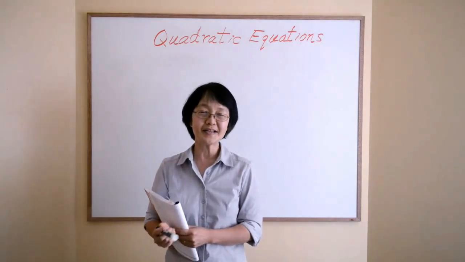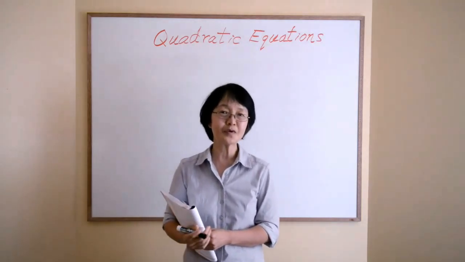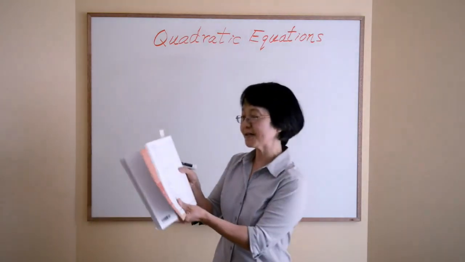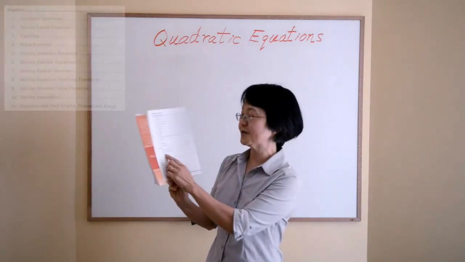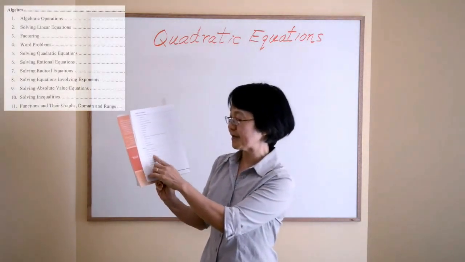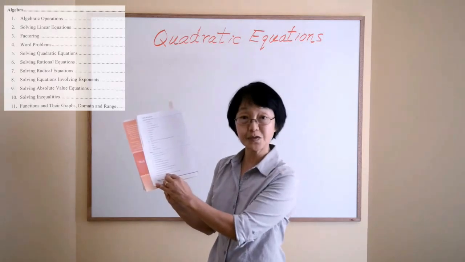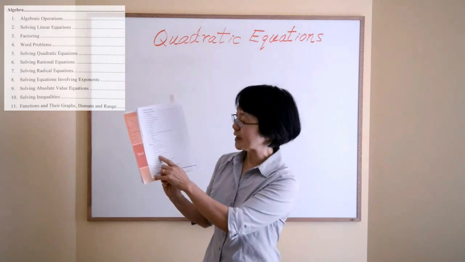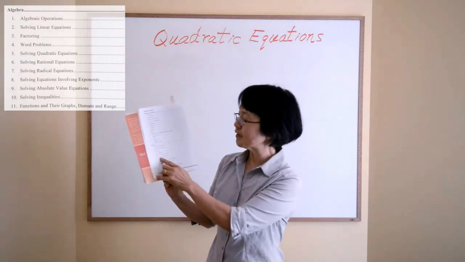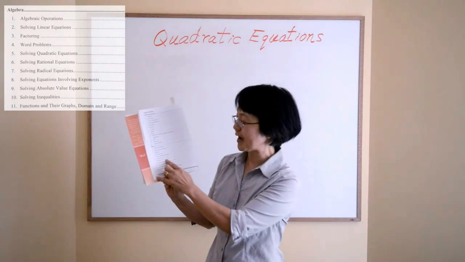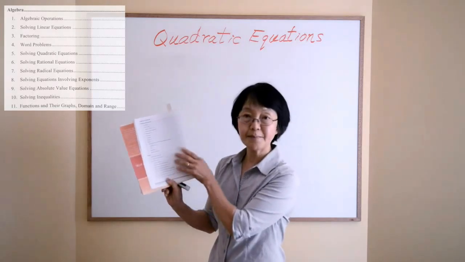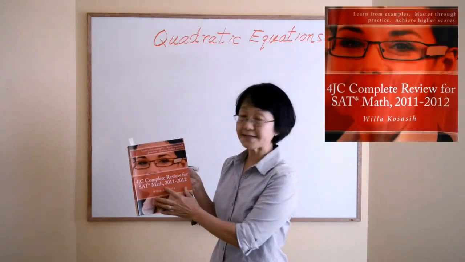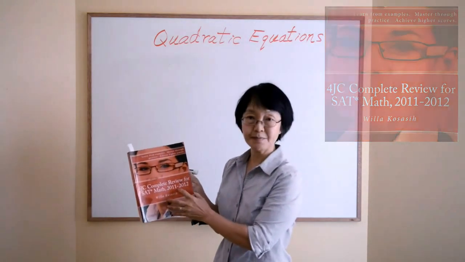In order to do well in SAT math tests, it's very important that you review the basic math skills. Now, listed in this book on the algebra section, you see there are different types of equations that are used in SAT math tests. They have solving quadratic equations, solving rational equations, solving radical equations, and so on. Basically, I use the book JC Complete Review for SAT Math Test, the 2011 version.